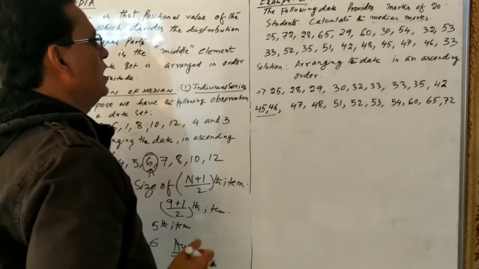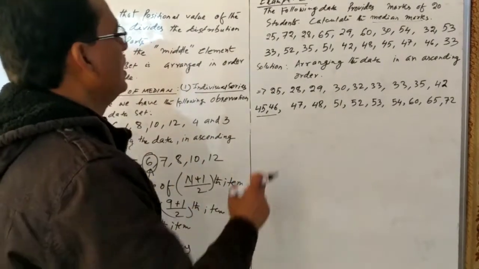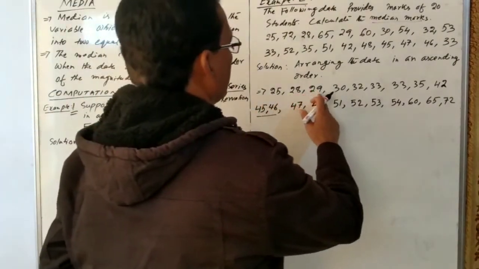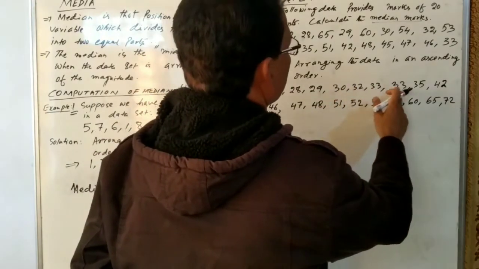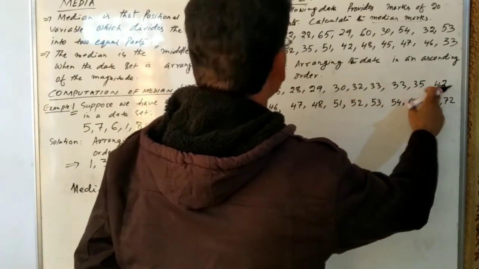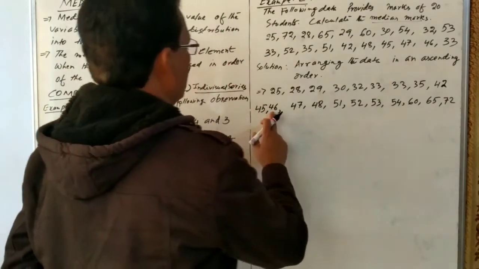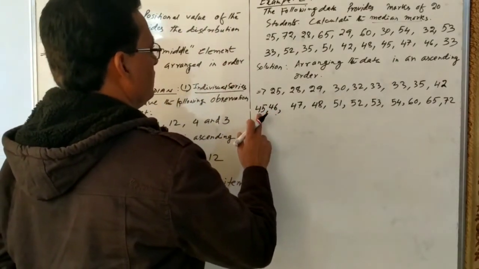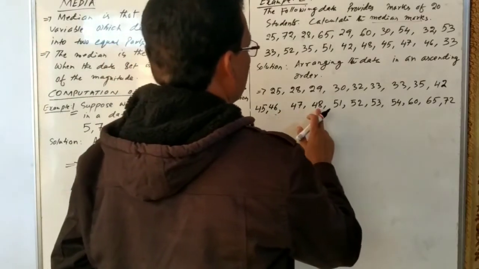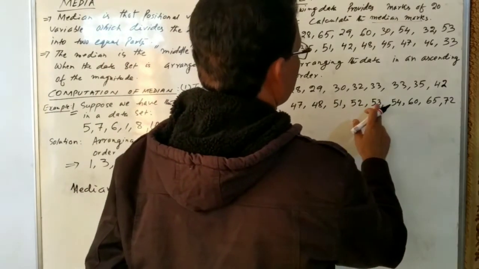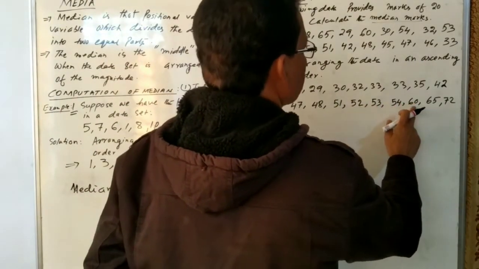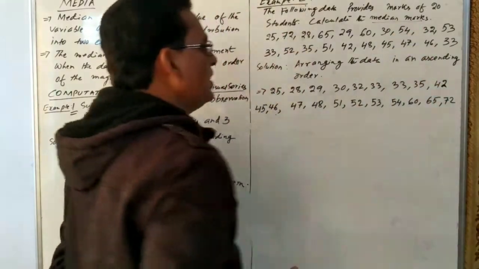So I have already arranged it in order to save time: 25, 28, 29, 30, 32, 33, 33, 35, 42, 40, 46, 40, 44, sorry, 45, 46, 47, 48, 51, 52, 53, 54, 60, 65, and 70.